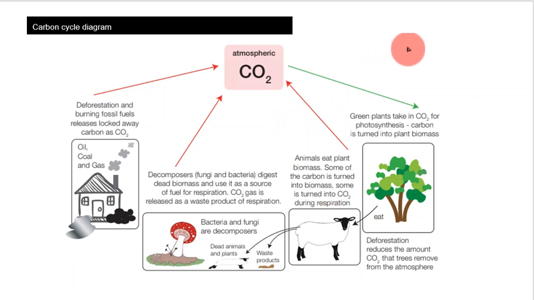Then green plants take in CO2 for photosynthesis, so carbon is turned into plant biomass. Plants, through the process of photosynthesis, absorb carbon dioxide from the environment. Deforestation reduces the amount of CO2 that trees remove from the environment as well. The fewer trees we have, the less carbon dioxide is taken out of the environment. So that's a nice diagram that summarizes what we've been talking about, the carbon cycle.